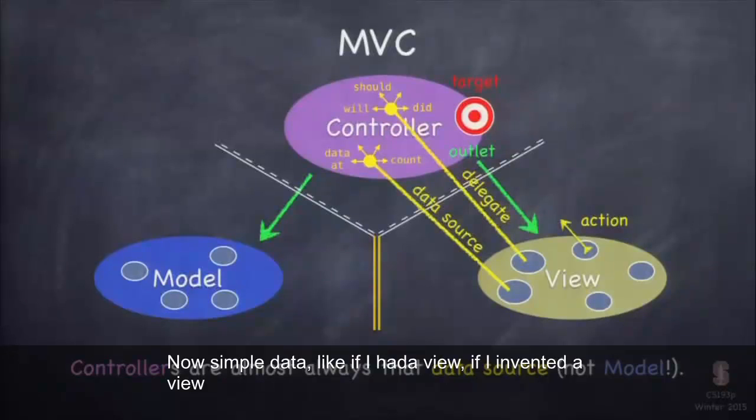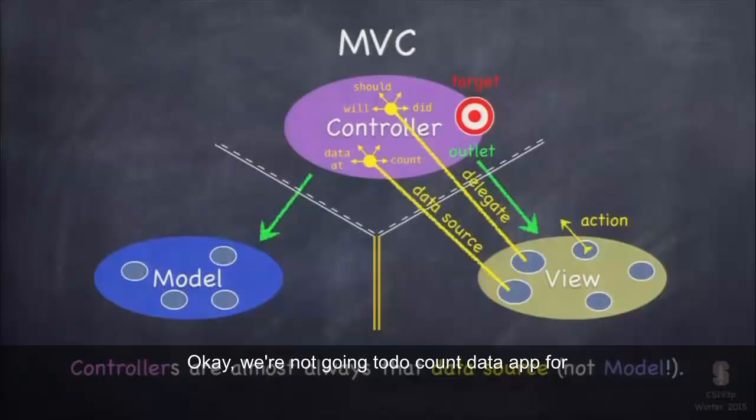Now, simple data, like if I invented a view for my card game called playing card view, and it just has a suit and a rank, we're not going to do count data for just suit and rank. We are going to set those properties. And so the view would have that data set in it, but it wouldn't be owning it. Right? The model would still be owning the suit and rank. The view is just getting that data to present it. Okay? So simple data we might transfer to the view, but it's merely for it to display it.